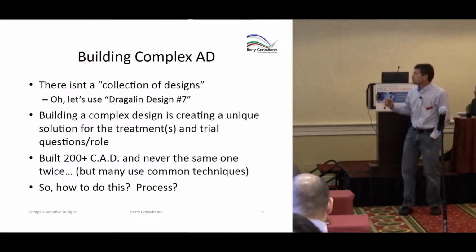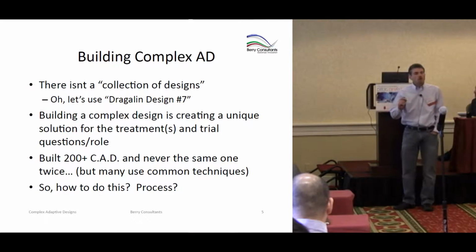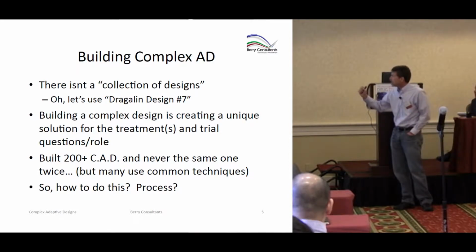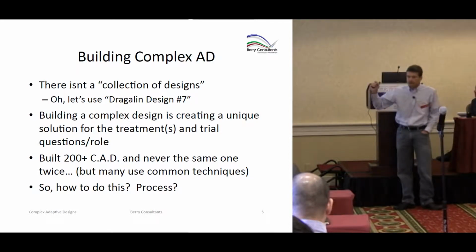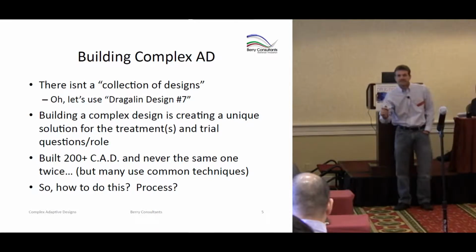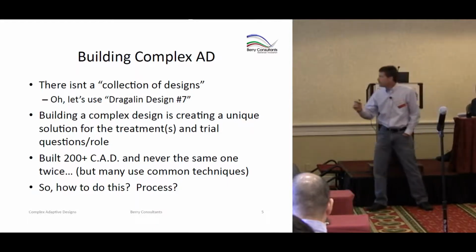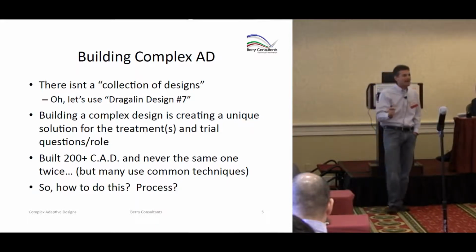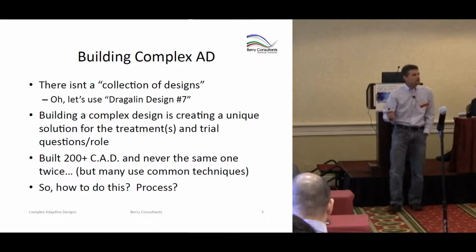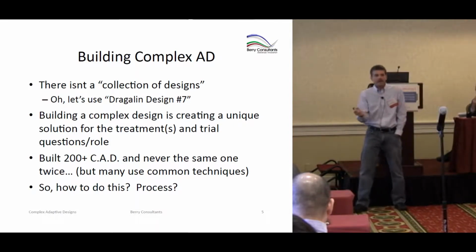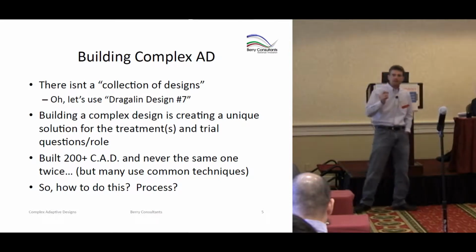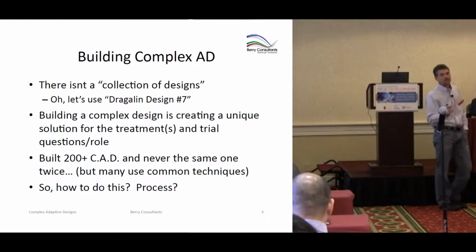So what does it take to build a complex adaptive trial? The first thing is that Dr. Getz talked about, Ken Duck talked about, the customization. Adaptive trials, in my view, is customization. That we don't say, oh, I'm going to use Dragolin's design number 7. He has far more than that. But this isn't the idea that we have hammers standing around and, oh, we're going to hammer that nail with this design. That the notion of an adaptive trial is customization.